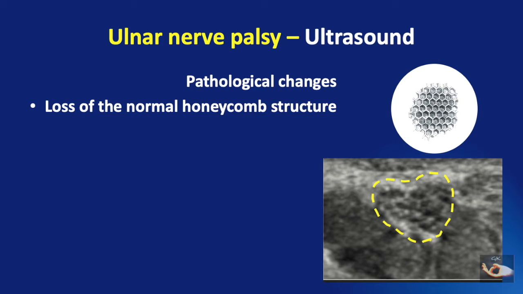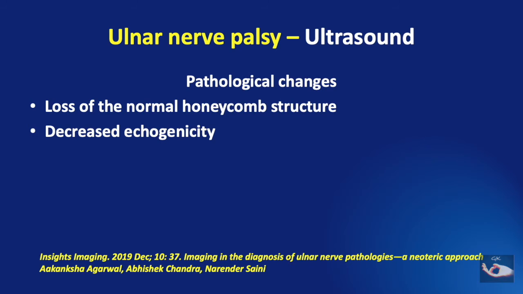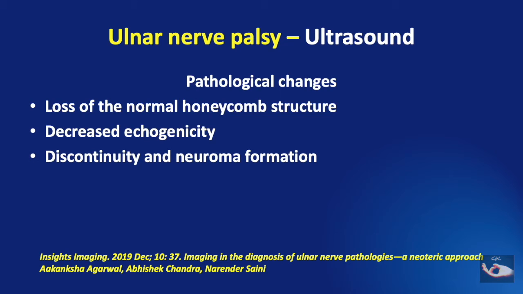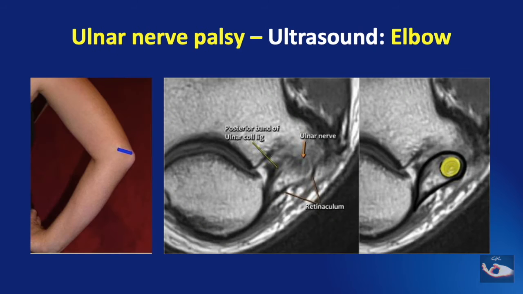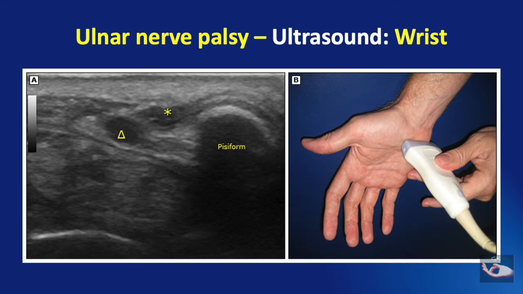At the first sign of damage, this honeycomb structure is lost. There will also be a decreased echogenicity, sometimes discontinuity and neuroma formation if the nerve has been totally divided, focal enlargement in some patients, and sometimes surrounding compressive lesions, muscle and soft tissue edema and joint effusions may also be seen. The ultrasound of the ulnar nerve will be useful not only for lesions of the ulnar nerve at the elbow, but also lesions of the ulnar nerve in the region of the wrist.